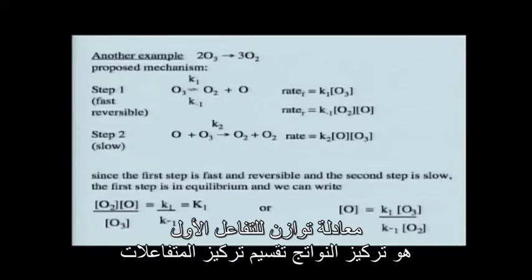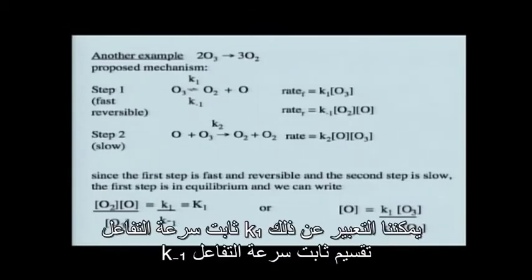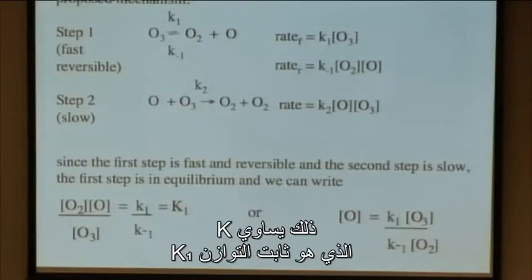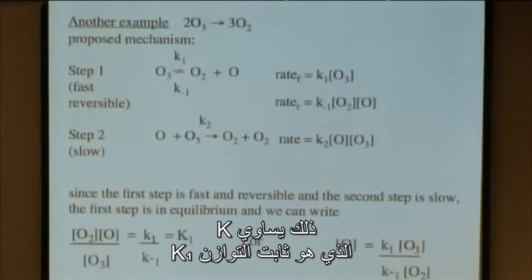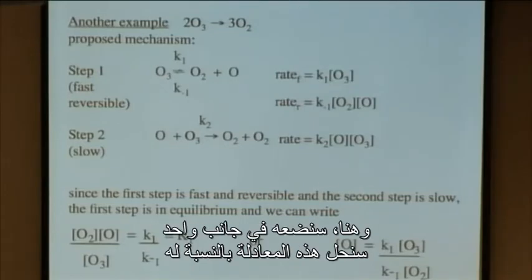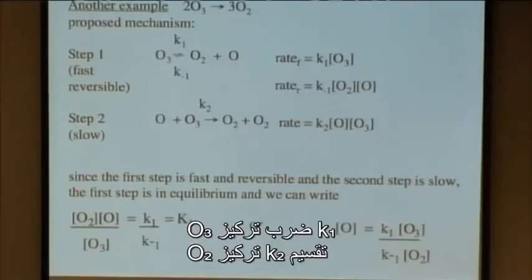So for the first step, again, it's products over reactants. You can also express that in terms of rate constant K1 over rate constant K minus 1, and that's all equal to our big K, our equilibrium constant, K1. And so now we can solve in terms of O, our intermediate. And so here, if we pull that out, we've solved for it in terms of K1 times O3 over K minus 1 times O2.